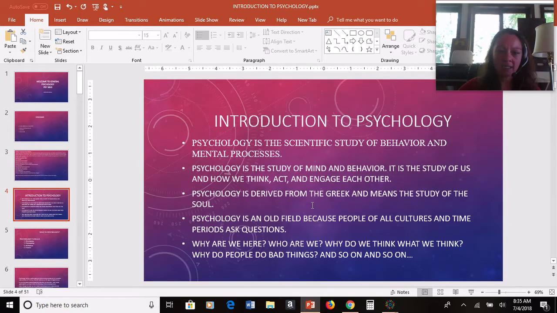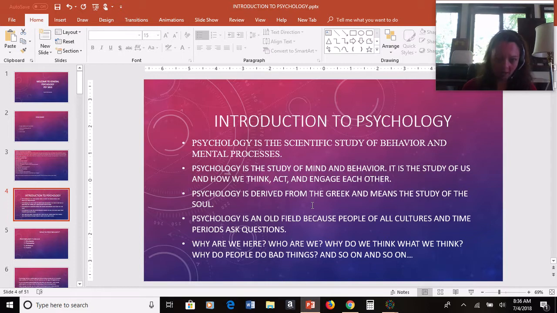Alright, let's just get into it. Psychology is the study of behavior and mental processes. So what does that mean? Basically, psychology studies the mind and body connection, or we could say it studies how we think, we act, and we engage each other, because we do see that the way we think really does have an effect on how we behave, and then in turn, that influences how we engage each other.